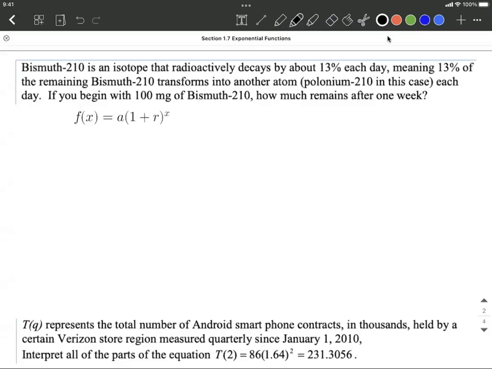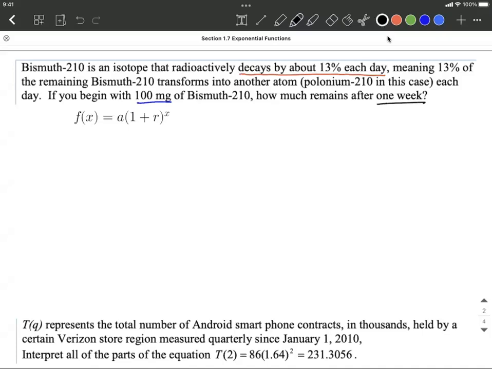All right, bismuth 210. You're an isotope. You're probably your favorite bismuth isotope that radioactively decays by 13% each day. So I'm going to try to underline stuff as we go. Decays by about 13% each day. So that percentage is in days, meaning that 13% of the remaining bismuth 210 transforms into another atom, polonium 210, each day. If you begin with 100 milligrams of bismuth 210, how much will remain after 1 week?